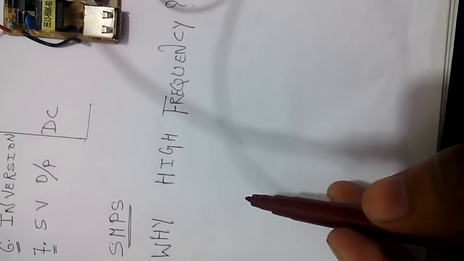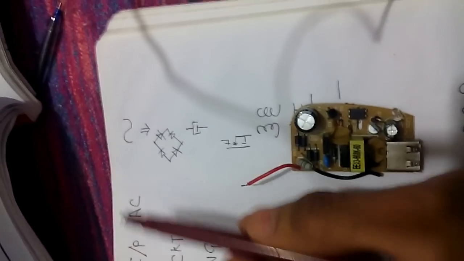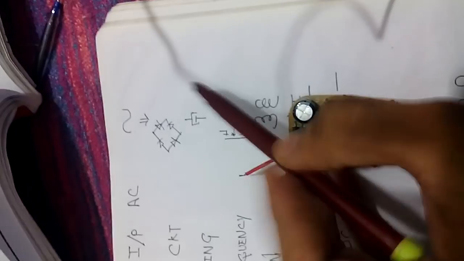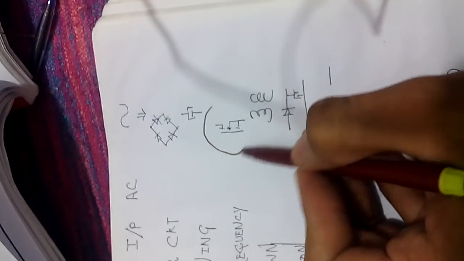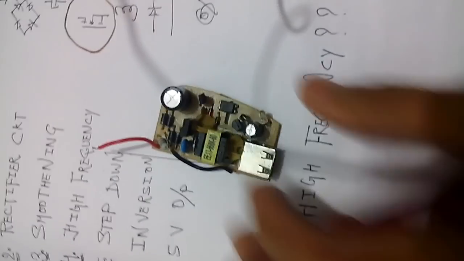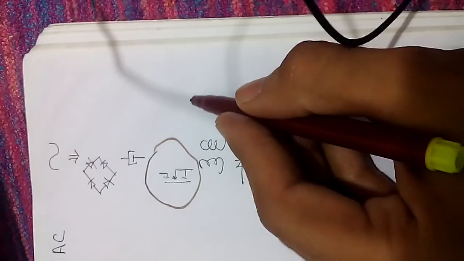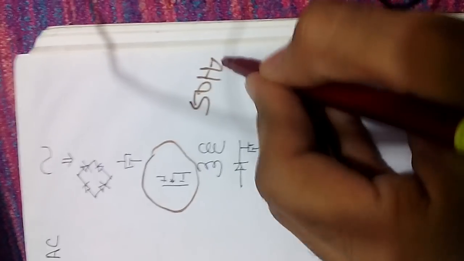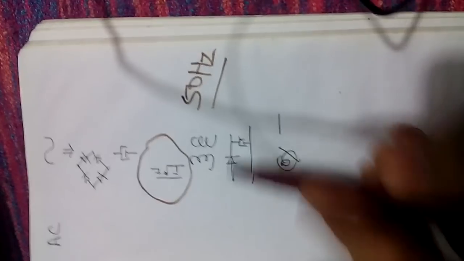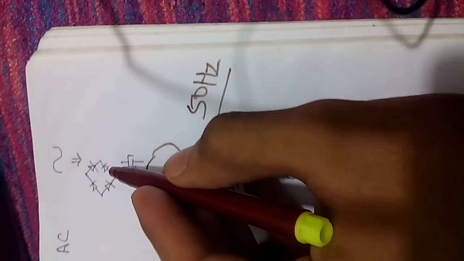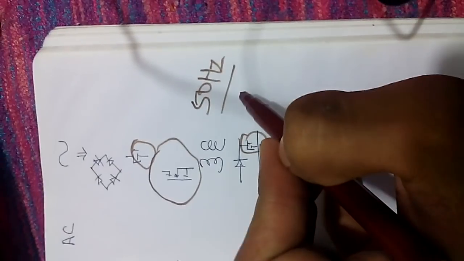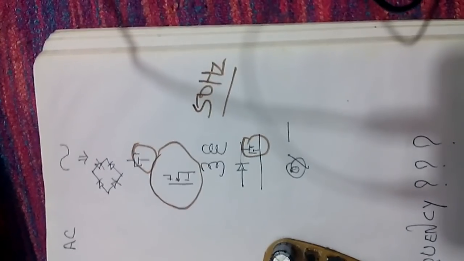Now the question arises, why high frequency? Why are we using high frequency? You can just convert this AC into DC and step down directly. Why are you using this MOSFET for high frequency? So the answer to this question is switched mode power supply. If you do not use high frequency, the normal system will work on 50 hertz, and on 50 hertz the size of this capacitor and this capacitor will be very huge to make up this conversion.